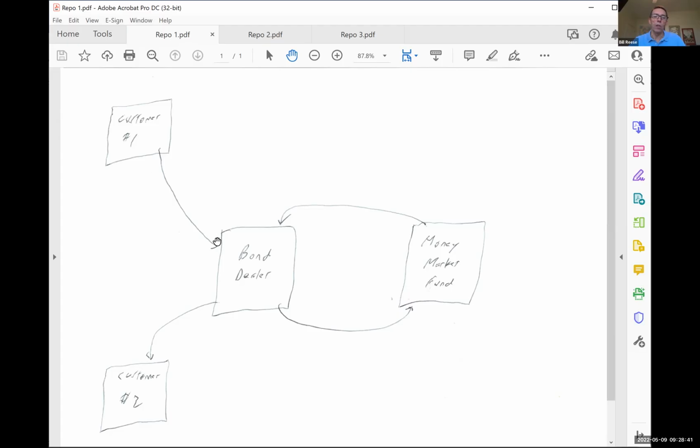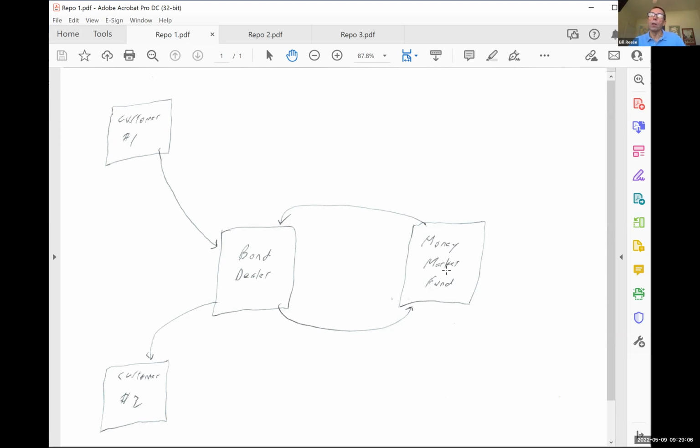Okay, so this arrow that you see there is the path of the bond. The bond dealer is going to be buying a bond from customer number one, and the way the bond dealer is going to be financing that, in other words, the way the bond dealer gets the money to be able to pay customer number one, is through the repurchase agreement that he enters into with a money market fund.